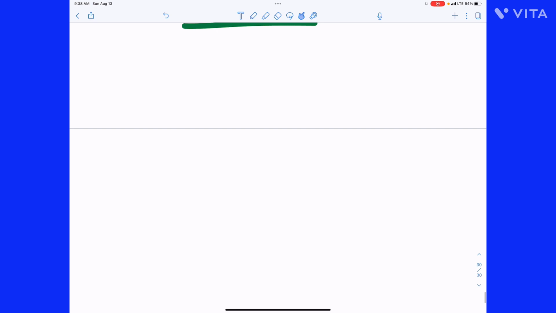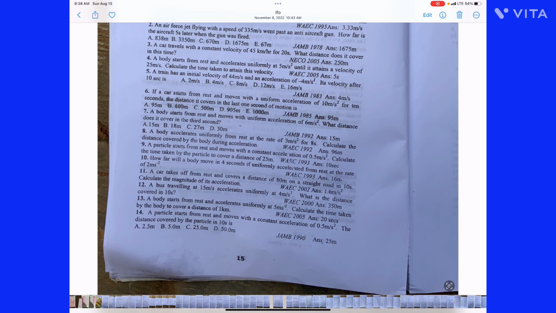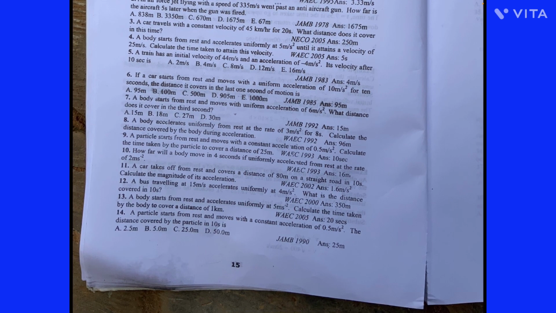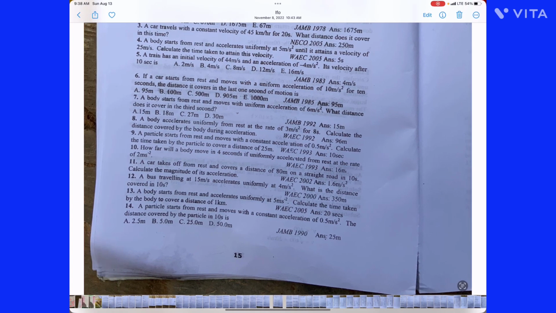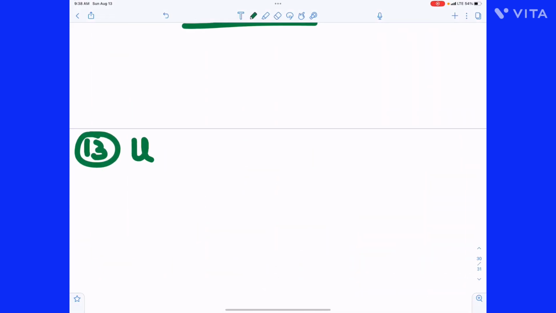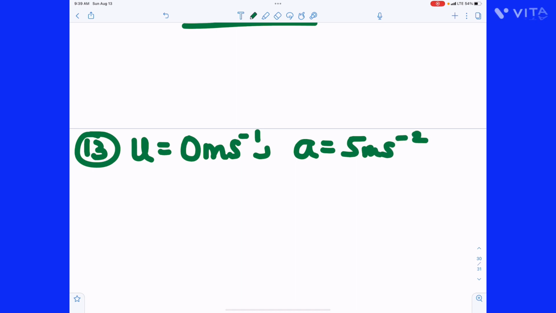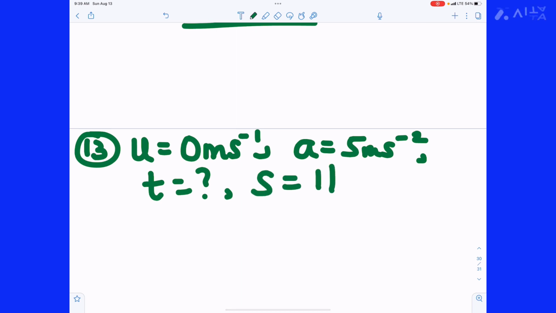In question 13, it says a body starts from rest and accelerates uniformly at 5 meters per second squared. Calculate the time taken by the body to cover a distance of 1 kilometer. Now, a body starts from rest. U is 0 meters per second. Accelerates uniformly at 5 meters per second squared. Calculate the time taken to cover a distance of 1 kilometer.